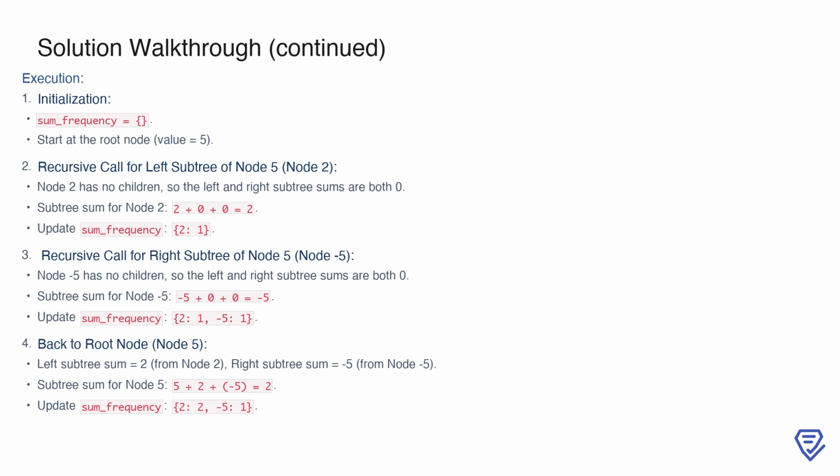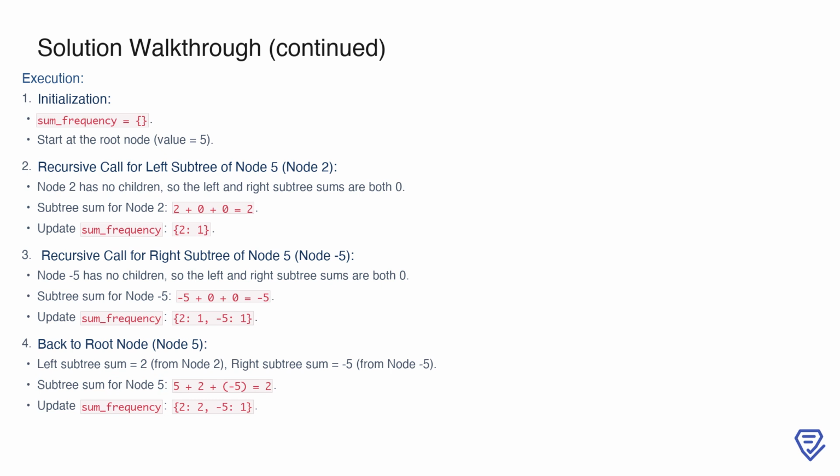As before, node 2 has no children, so the left and right subtree sums are 0, resulting in a subtree sum of 2 plus 0 plus 0, which equals 2. We update the dictionary to 2: 1. Next, we compute the sum for the right subtree rooted at node -5. Node -5 also has no children, so its left and right subtree sums are 0.